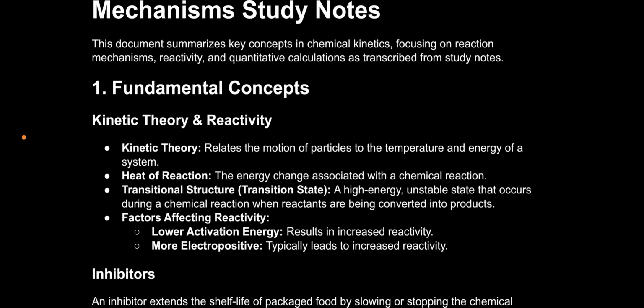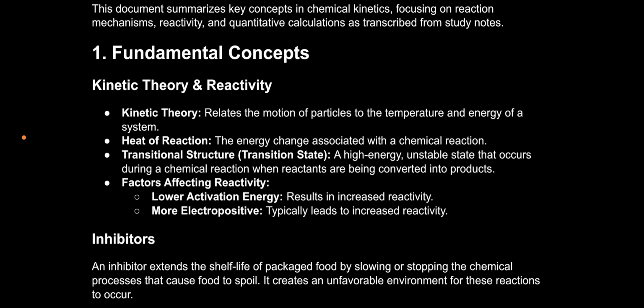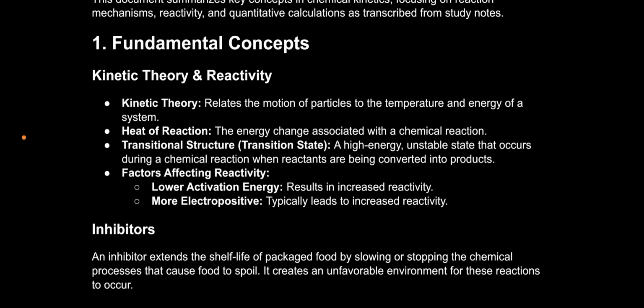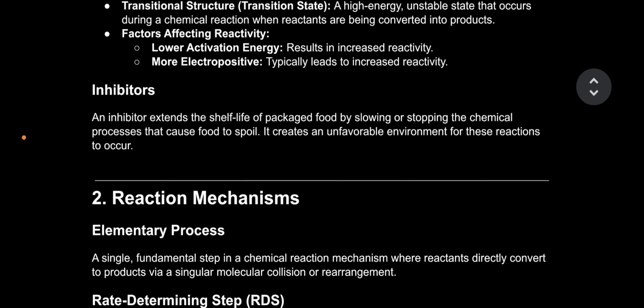Transition state: a high energy unstable state that occurs during a chemical reaction when reactants are being converted into products. Factors affecting reactivity: lower activation energy results in increased reactivity. More electropositive typically leads to increased reactivity. Inhibitors: an inhibitor extends the shelf life of a packaged food by slowing or stopping the chemical processes that cause food to spoil. It creates an unfavorable environment for these reactions to occur.